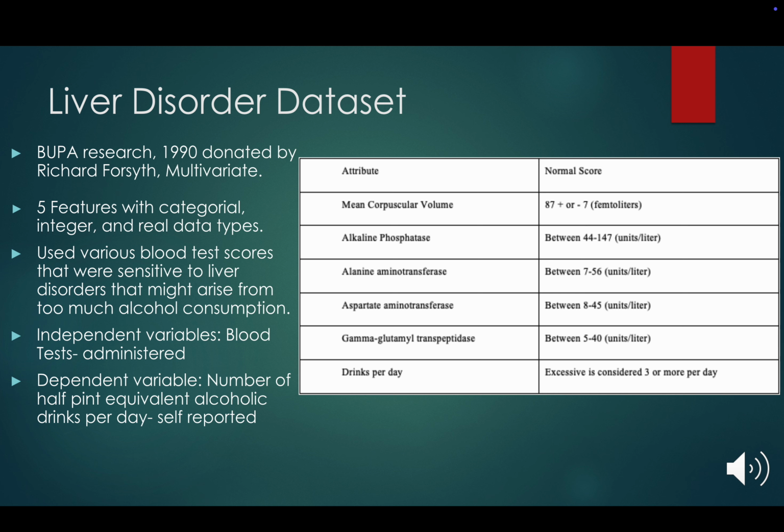And the table here on the right shows the various scores and their normal ranges. And for drinks per day, it's excessive. It is any drinks 3 or more each day.